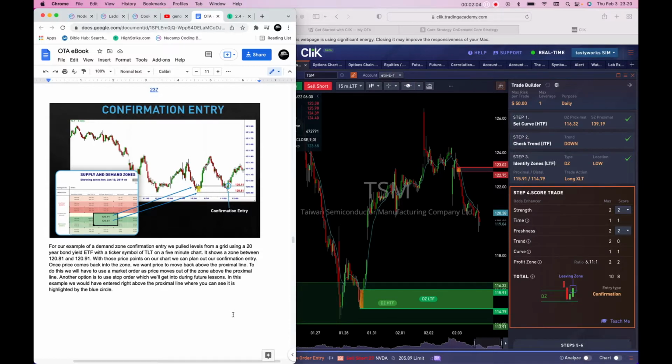Once price comes back into the zone, we want price to move back above the proximal line. To do this, we will have to use either a market order as price moves out of the zone above the proximal line, or another option is to use a stop order, which we'll get into during future lessons. In this example, we would have entered right above the proximal line, where you can see it is highlighted by the blue circle here.